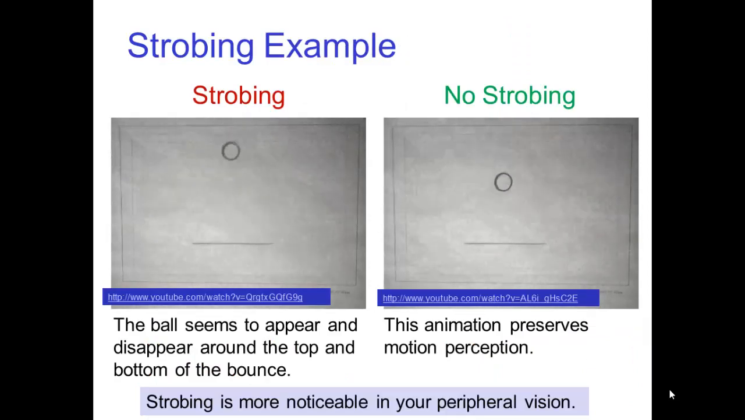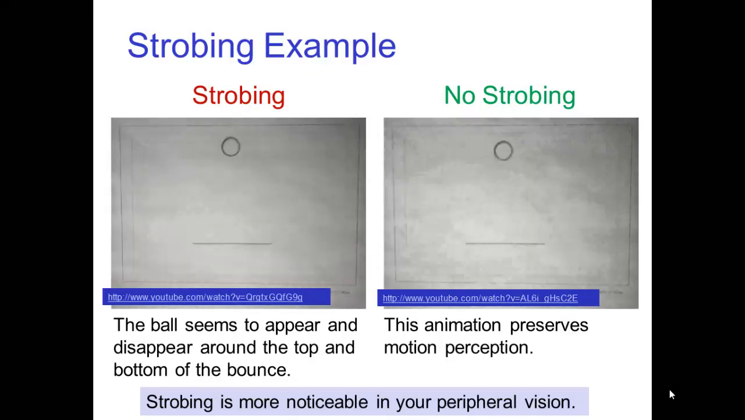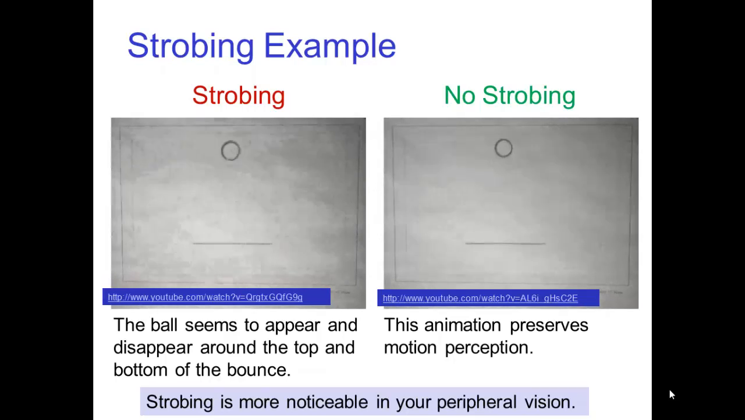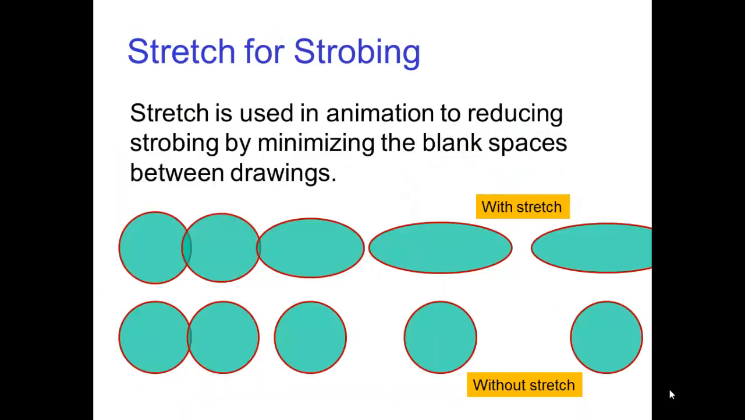Let's see an example of strobing. For the animation on the left, the ball seems to appear and disappear around the top and bottom of the bounce. The animation on the right preserves motion perception. Strobing is more noticeable in your peripheral vision, so try watching this without looking directly at the screen. Stretch is used in animation to reduce strobing by minimizing the blank spaces between drawings.